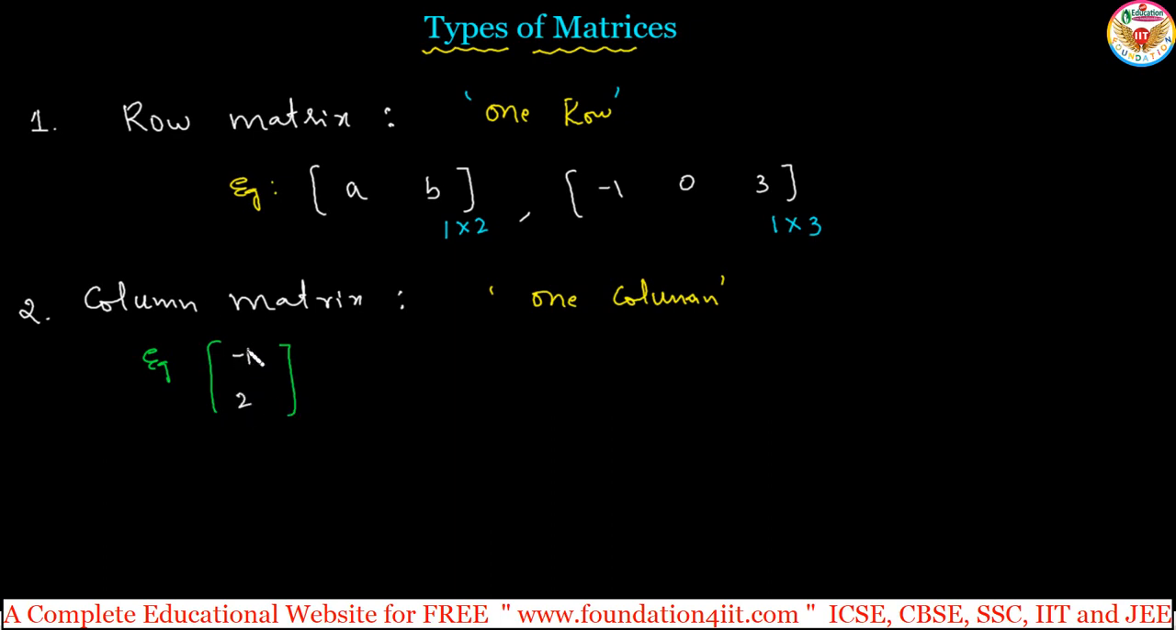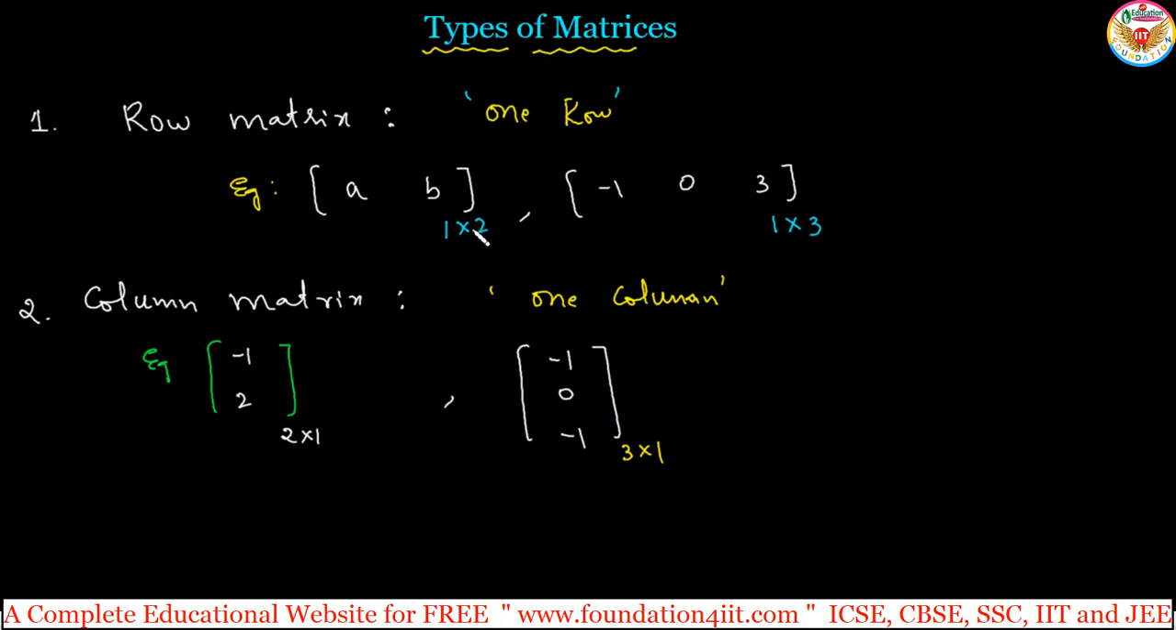-1, 2. So there's only one column, but there are two rows. This is two rows, but only one column. And same like -1, 0, -1. Any numbers. Here we have 1, 2, 3. Three rows, but the column is only one. Three rows and one column.